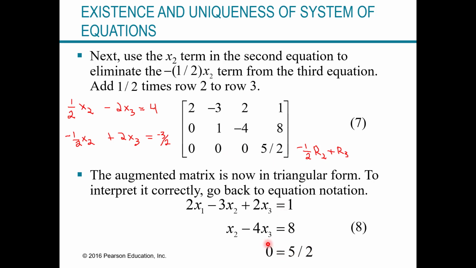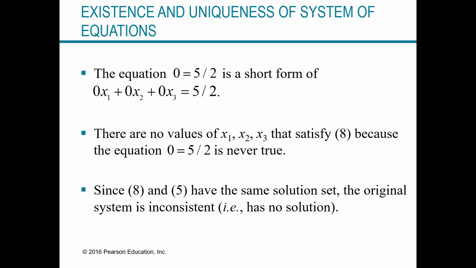So this is a false statement. This doesn't make any sense mathematically. Remember, if we have a false statement, that means no solution. Because this can never be true, no values of x would ever make this happen, and they'll never satisfy our equations. So this is an example where our system is inconsistent and has no solution.